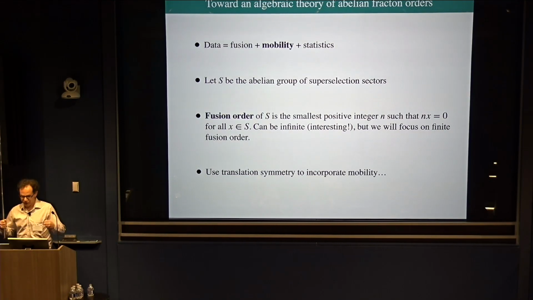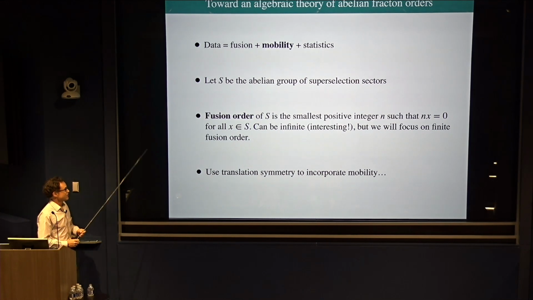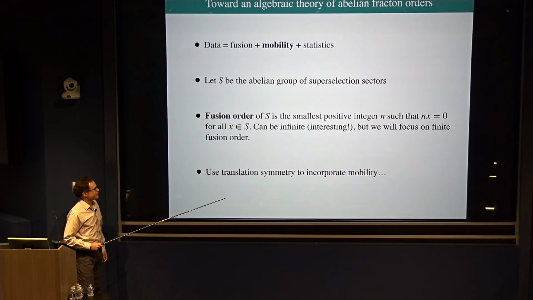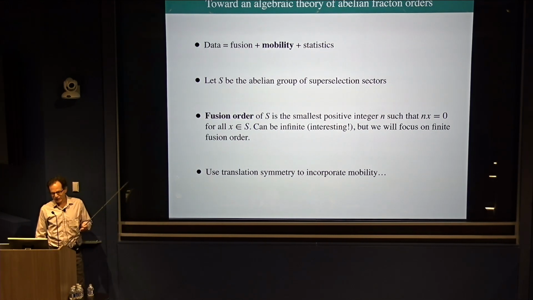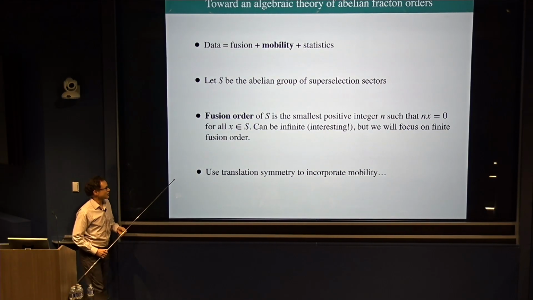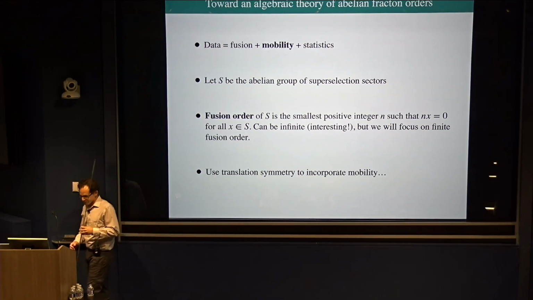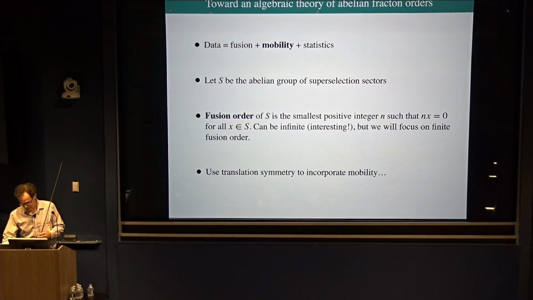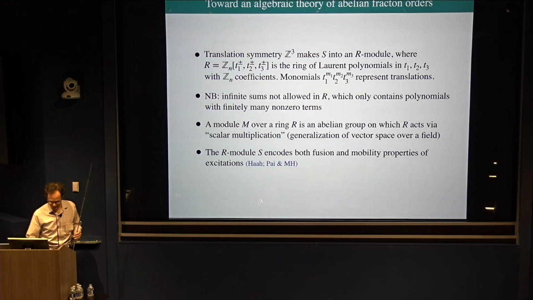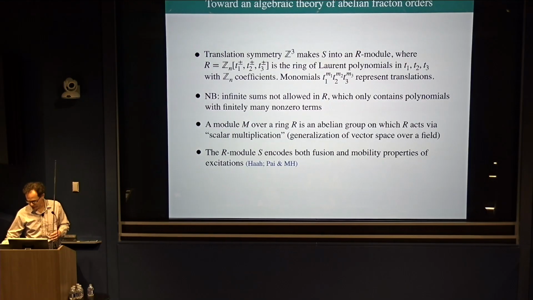That means that if you take any excitation and fuse it with itself n times, you get the trivial excitation. Actually, this quantity can be infinite, and there are examples of fracton orders where the fusion order is infinite that are really interesting and kind of weird. But we're going to focus on the case of finite fusion order. And then what we're going to do, as I said, is use translation symmetry to incorporate mobility into our theory. So here's a place where I have to start introducing some mathematical language.